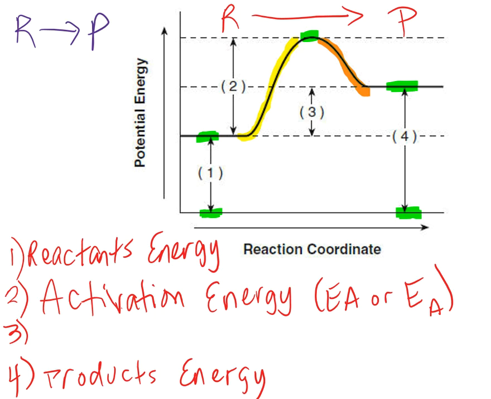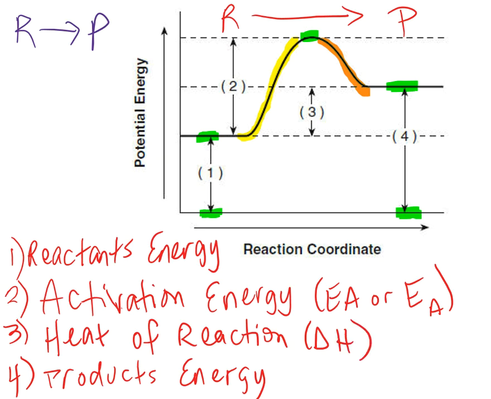And so 3 gives us the difference between the energy of our products and the energy of our reactants. This is known as our heat of reaction, or you'll also hear it referred to or shown as delta H. That heat of reaction is what allows us to determine whether we're dealing with an endothermic or an exothermic reaction. We have to look at products minus reactants. So delta H, I'm going to just say P minus R, the energy of those.